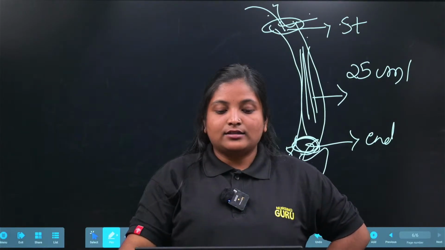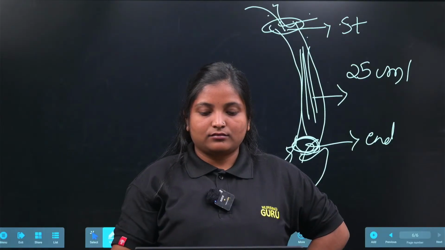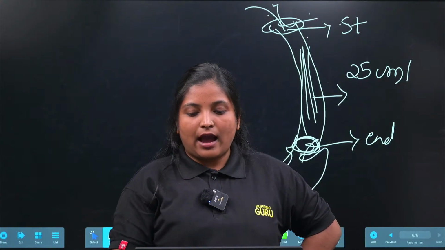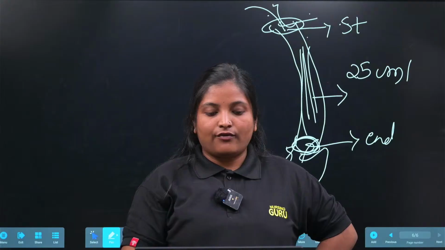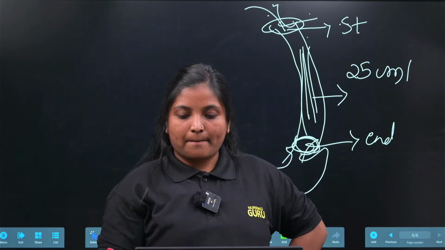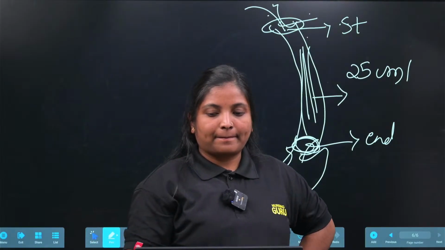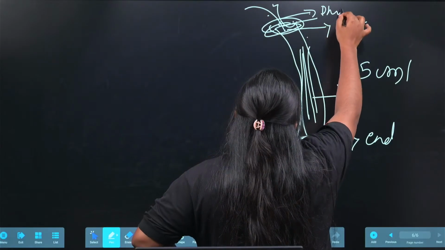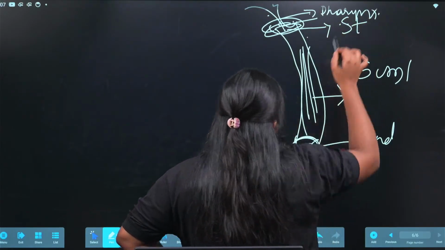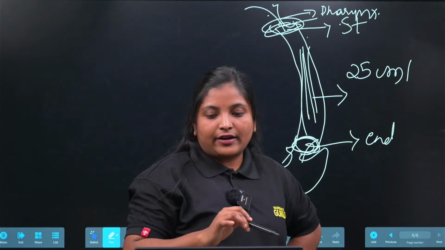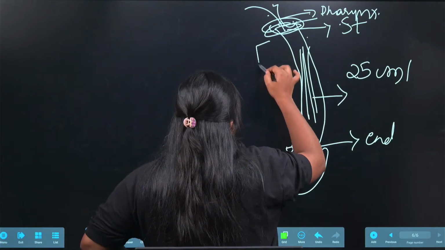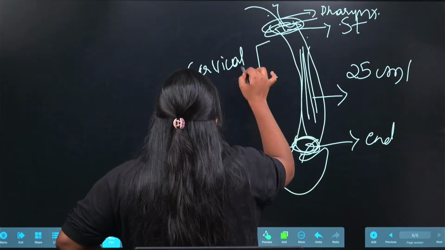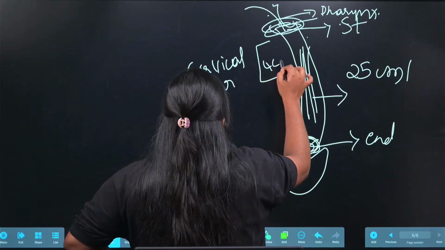The next one: here we have the parts of the esophagus. This is the pharynx. The next one, the cervical part. From here it is called the cervical part, and it is about 4 centimeters.